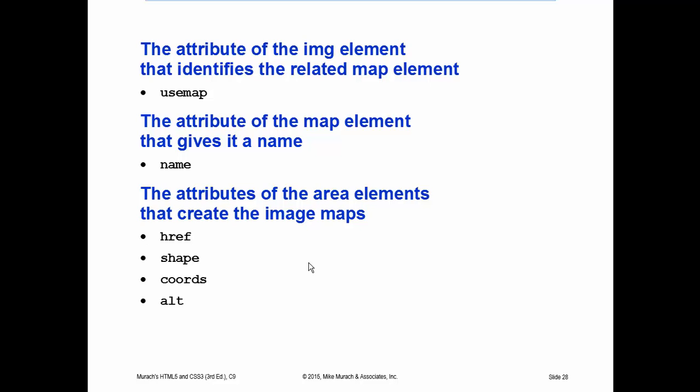So again, you can use the map and area elements, and typically you use those to provide clickable areas on your image map. Those clickable areas are known as hotspots, and the coordinates are relative to the upper left corner of the image and are measured in pixels.